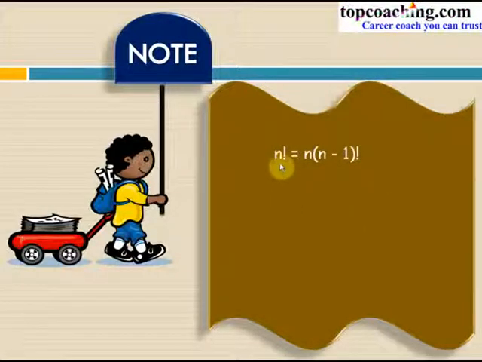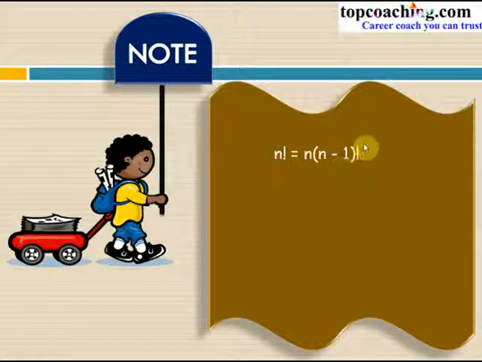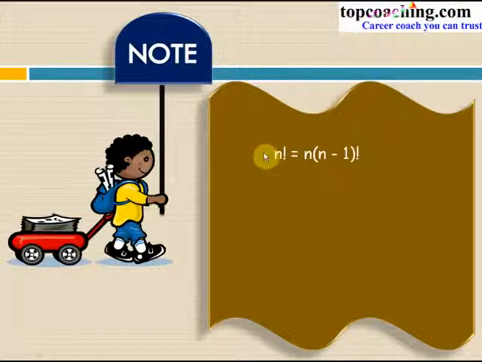Now n factorial could also be written as n into n minus 1 factorial. So we see that n factorial is what? N into n minus 1 into n minus 2 and so on up to 2 into 1. Now n minus 1 into n minus 2 and so on could also be written as n minus 1 factorial. So what we get? We get n factorial equal to n into n minus 1 factorial, or we can also write n minus 1 factorial equal to n factorial divided by n.